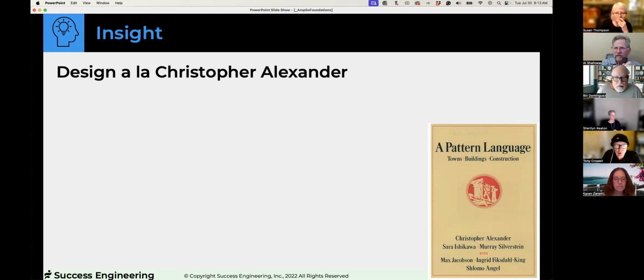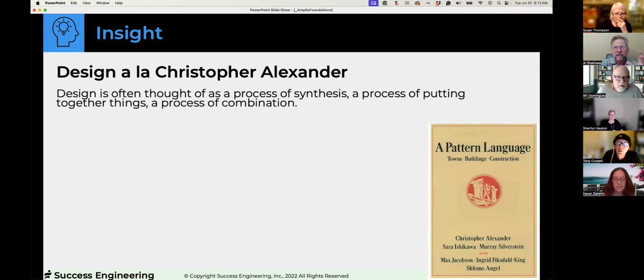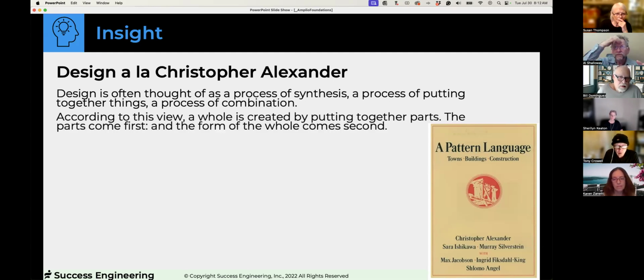So in the book on pattern language here, this is the second book, or I think it was the second book I read, he suggests design is often thought of as a process of synthesis, a process of putting things together, a process of combination. According to this view, a whole is created by putting together parts. The parts come first and the form of the whole comes second. This is what Ackoff was talking about when he said take the parts of a car and put them together without paying attention to the relationship.